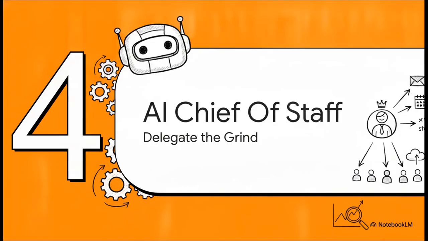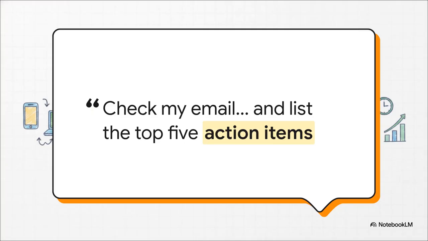Next up, Section 4, your AI Chief of Staff. This is where we really start delegating the daily grind. What you want to do is create a dedicated Chief of Staff thread strictly for logistics. Try a prompt like this. Check my email from the past 30 days and list the top 5 open action items to follow up on and emails to unsubscribe from.